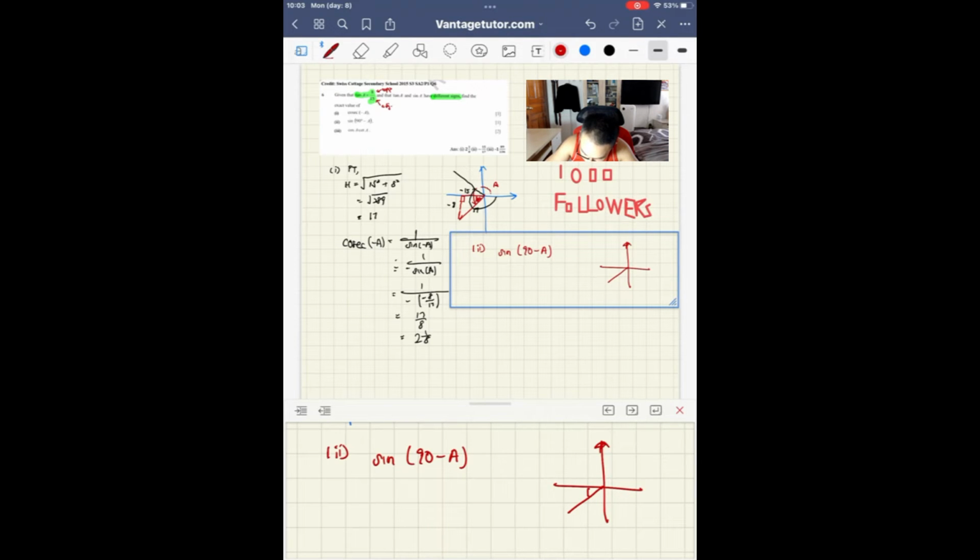Okay, my angle is supposed to be here. So let's use a different ink. This is my basic angle. Then I complete my triangle. My dimensions remain the same. Okay, so 90 minus A.